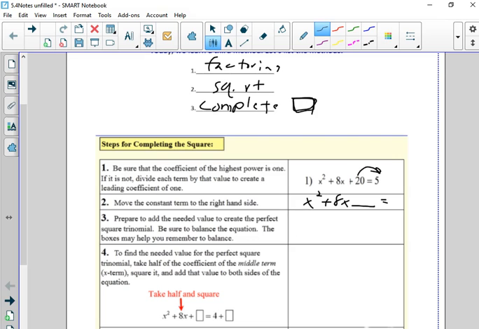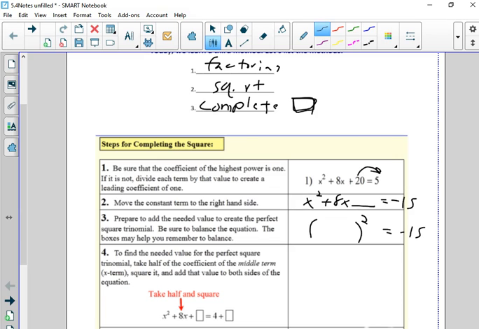Now remember, when we move that over, we're going to subtract. So we're going to have minus 15. 5 minus 20. Now, what we're going to do is, we're going to kind of do a little cheat here. Alright? And we're going to make this into a binomial, squared.